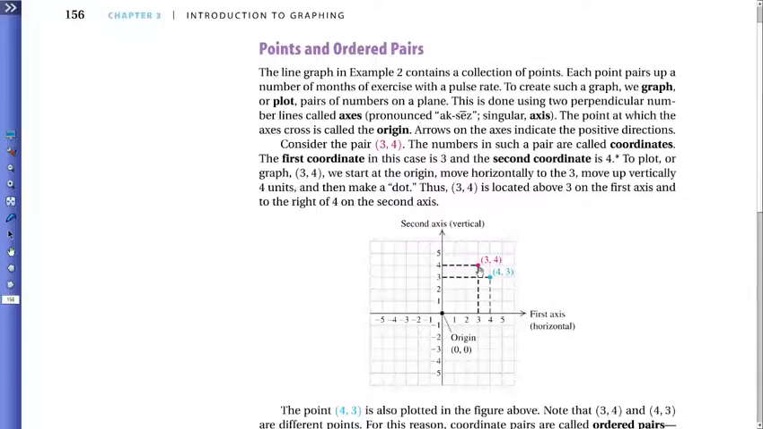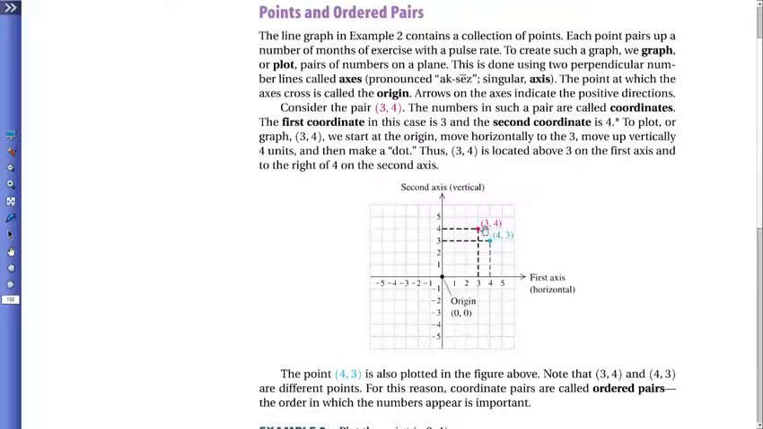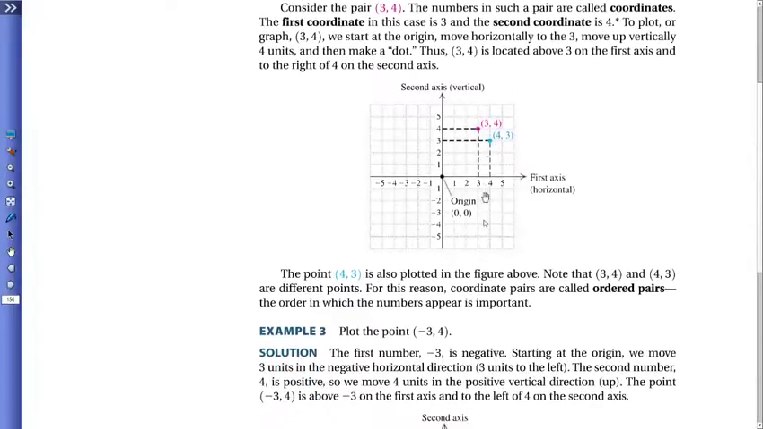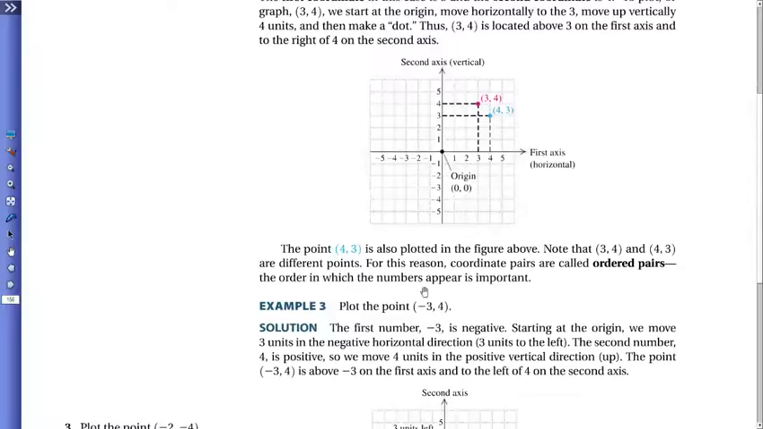Now it's pretty important that the order really matters, doesn't it? In this case the first number is the horizontal change from the origin, and the second number is the vertical change. So there's a big difference between the ordered pair 3, 4, which we haven't talked about what ordered pairs are, but I will in a second, and this one. And that's what they're really trying to illustrate, that order matters.